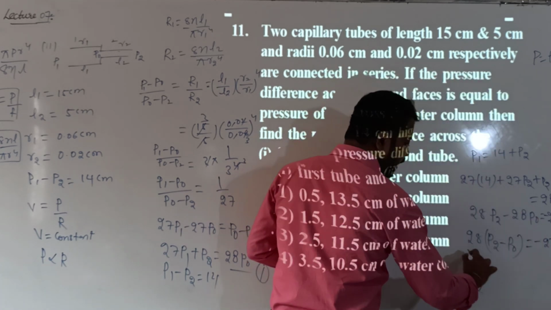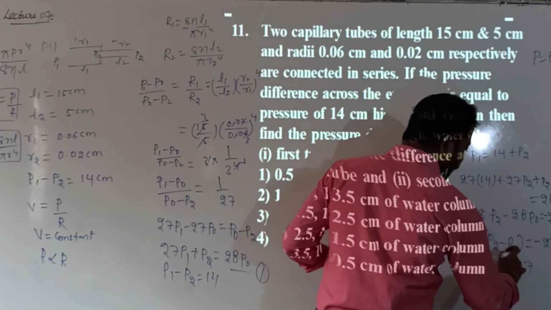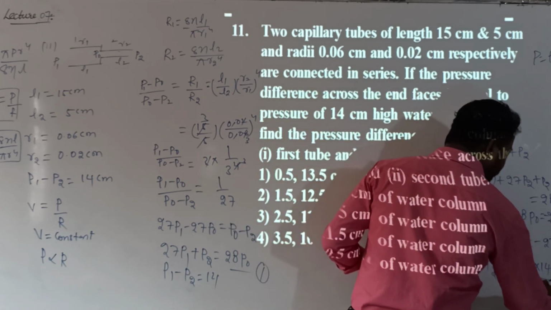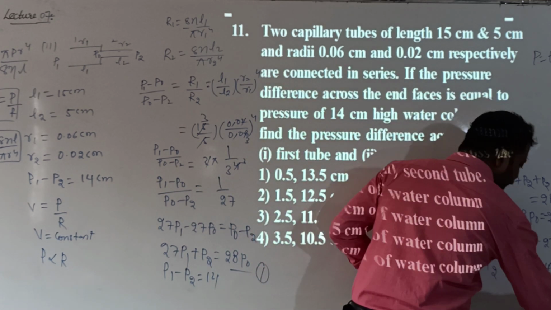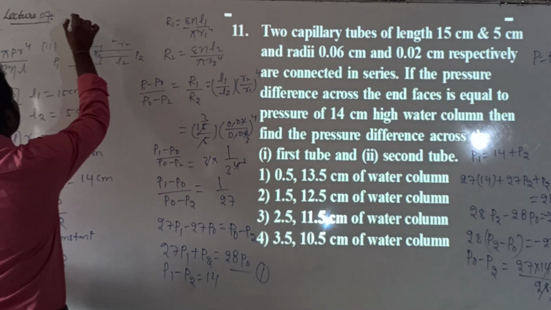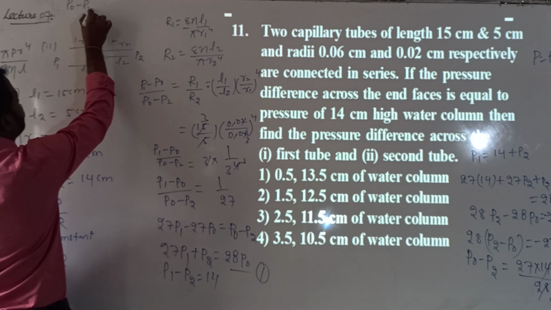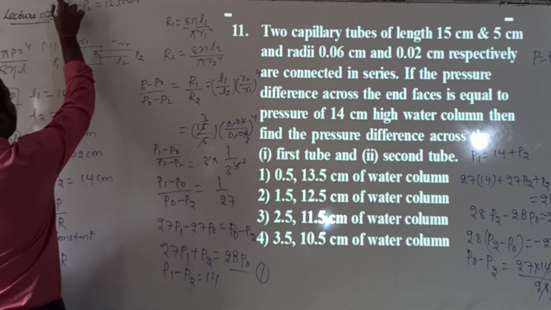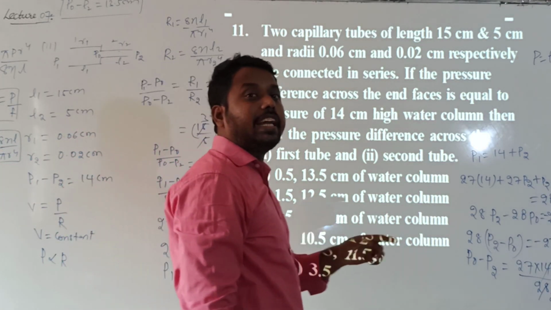So what is the value here I get? P0 minus P2 will be equal to 27 into 14 divided by 28. 27 will go how many times? 13.5 centimeters. So finally the answer is P0 minus P2 will be equal to 13.5 centimeters of the pressure exerted by the water column. That is the pressure difference across the second tube.